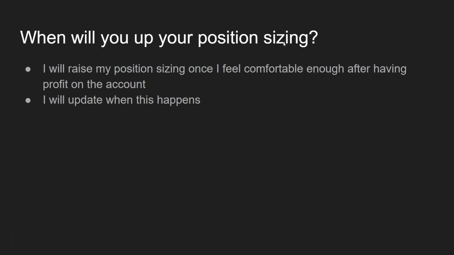When will I up my position sizing? I'm going to raise my position sizing once I feel comfortable enough after having profit on the account, and whenever that happens, I'll update you guys. So like I said, let's say I start with $3,000 and a week later I'm at $3,500. I'm not going to up the sizing just because I'm up $500. Once I feel comfortable that the account's up a good amount, then I will start to up the position sizing. But until that happens, I'll keep you updated, and I'll let you guys know every single day how many contracts I'm getting and all that good stuff.